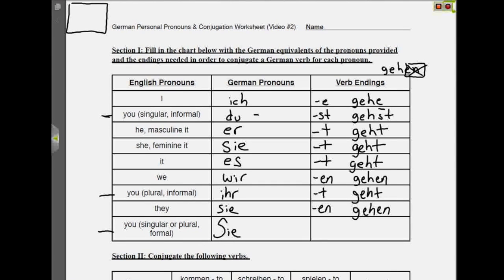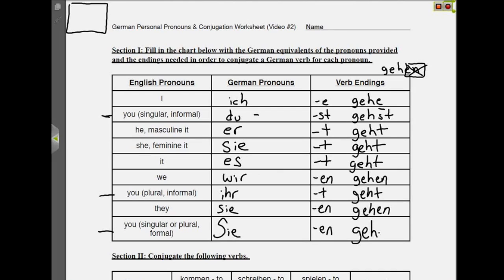This is only used, however, with addressing people, so you would say "you." Anytime that you would say "you" in English, you would say "you" in German, and that's going to have to depend on what the context of the conversation is, but we'll have some examples of that here in a little bit. And the conjugation is the same as the "they" form, so we have here "gehen."